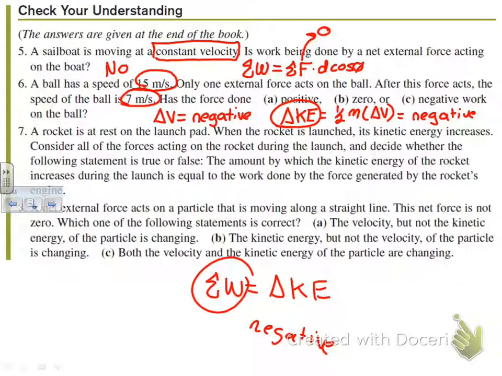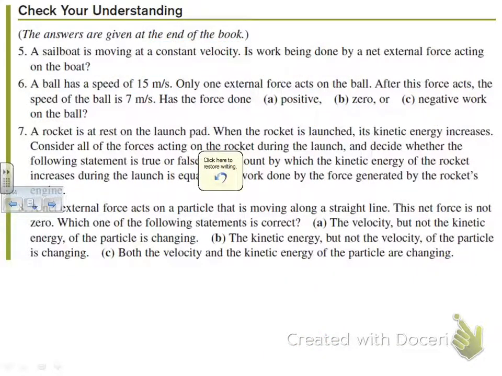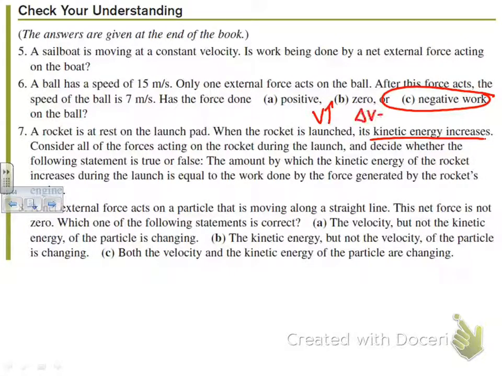So, the question, has the force done positive, 0, or negative work on the ball? The force, since there's only one force, and that force is equal to the net force, must be doing negative work. A rocket is at rest on the launch pad. When the rocket is launched, its kinetic energy increases, which means that its velocity is increasing, which means its change in velocity is positive.